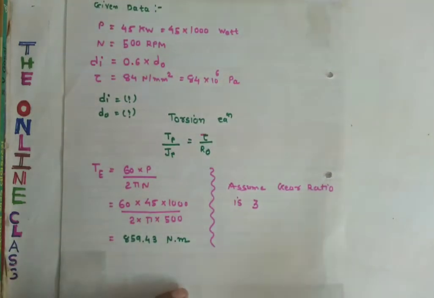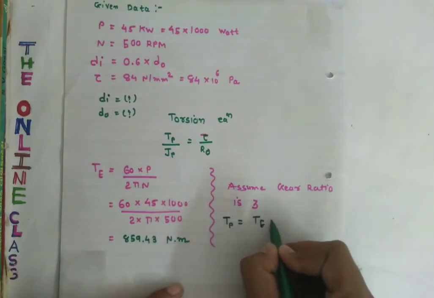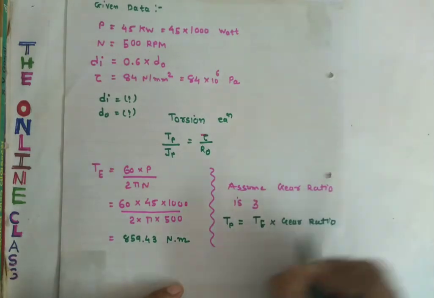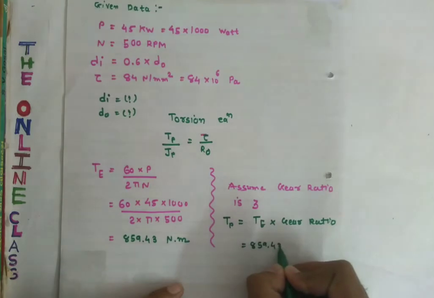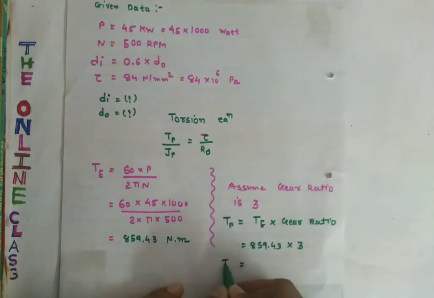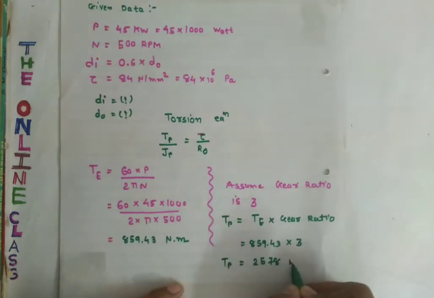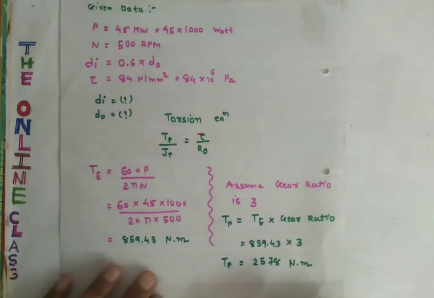Then we have torque at propeller shaft TP is equal to engine torque into gear ratio. 859.43 into gear ratio 3. Then we have TP 2578 Newton into meter. So we have the TP value.